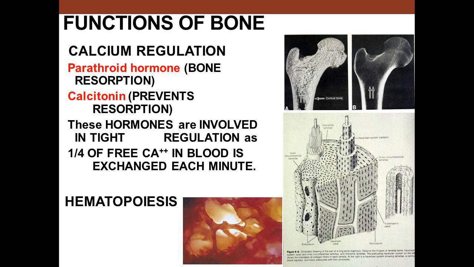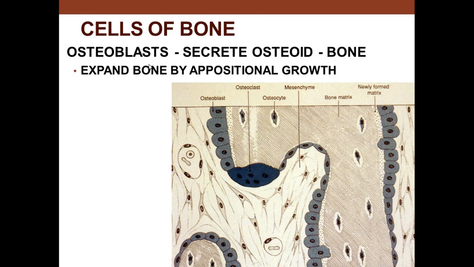The parathyroid hormone causes bone resorption. Calcitonin from the thyroid prevents resorption from occurring. So bone resorption or prevention of resorption are the two things that happen. When bone is resorbed, you increase your calcium level. These hormones are involved in tight regulation, as a quarter of free calcium in the blood is exchanged every minute, and that's due to the breakdown and deposit of calcium in bone. Also, bone is important in hematopoiesis, which provides the sites for hematopoiesis to occur.